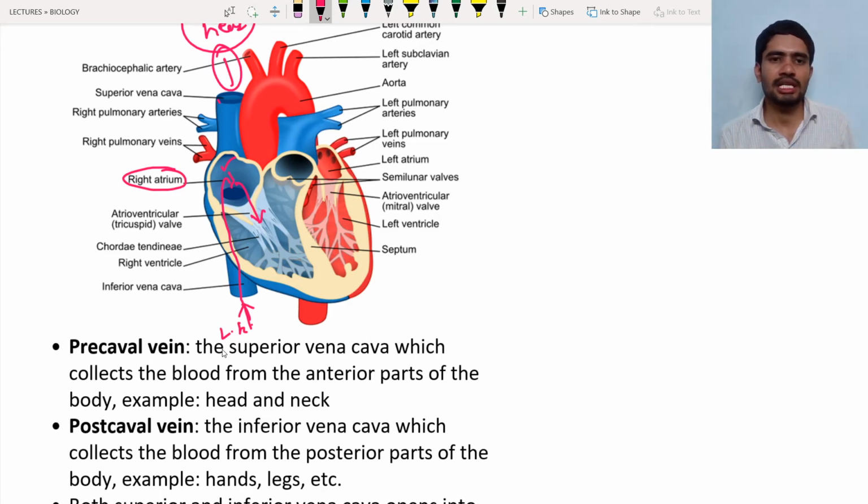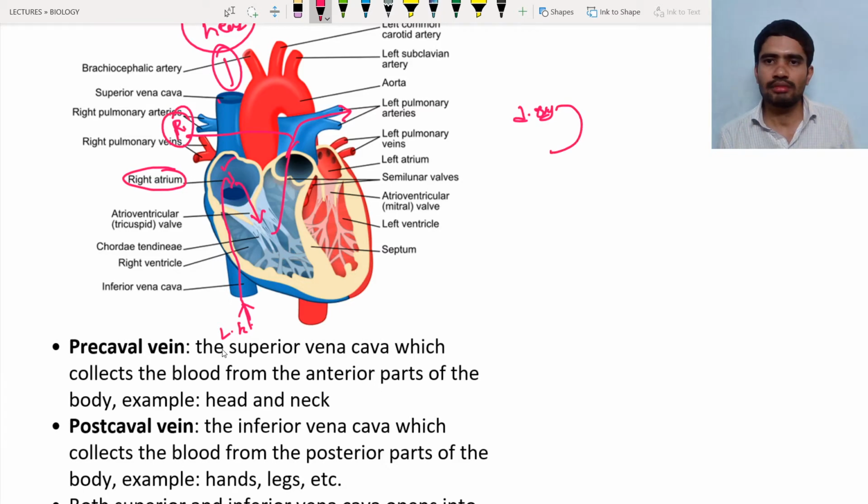So the right ventricle containing the deoxygenated blood will be pumped to the lungs. Through which one? Through the artery. Okay, pulmonary artery. So the pulmonary artery is divided into two branches. One branch is going towards the left lung, another branch is going towards the right lung. Okay, right lung. So as a result, this deoxygenated blood in the lungs will be converted.